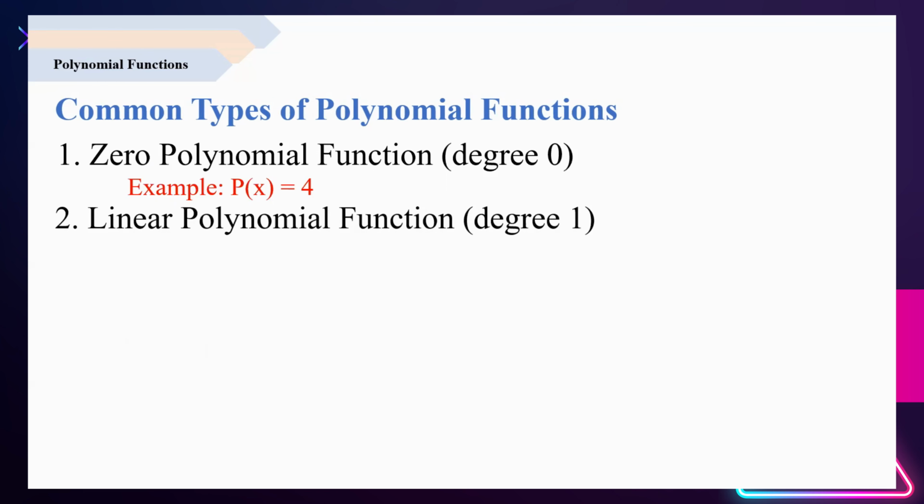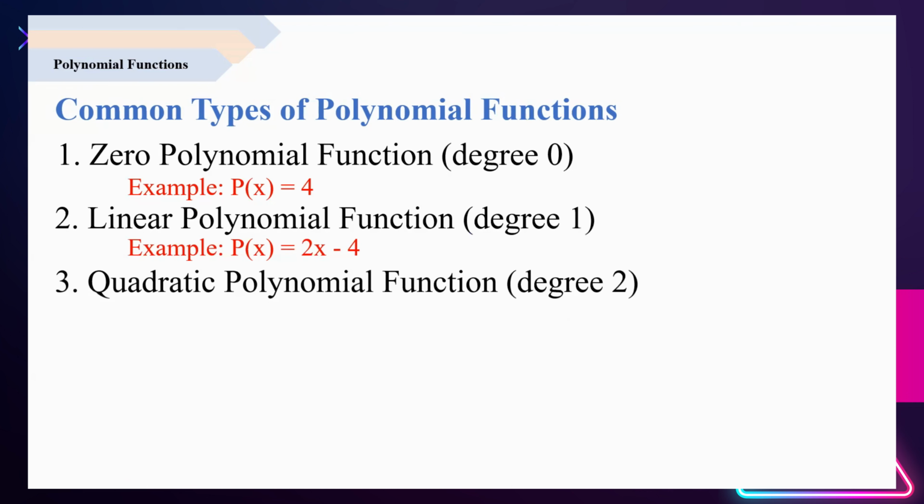Next, linear polynomial function na kung saan naman ang highest exponent ay 1. Halimbawa, p of x is equal to 2x minus 4. So, 2x minus 4 is an example of linear polynomial function because the highest exponent is 1. Next, quadratic polynomial function wherein the highest exponent is 2. Example, p of x is equal to negative 3x squared plus 2x minus 4. So kung titignan nyo, sa ating example, the highest exponent is 2, kaya siya ay quadratic polynomial function.